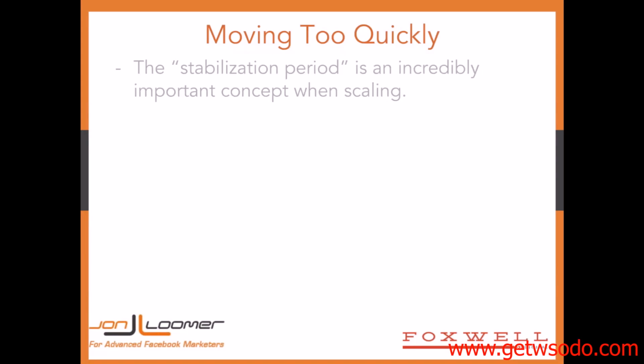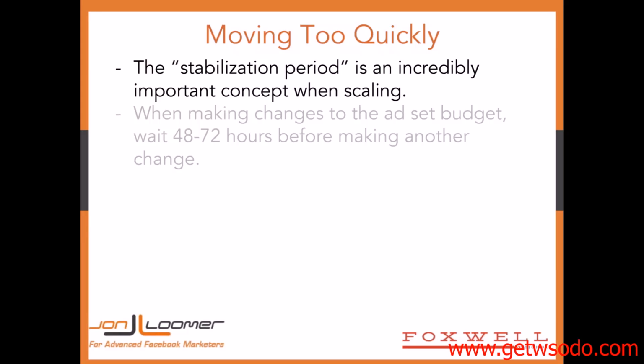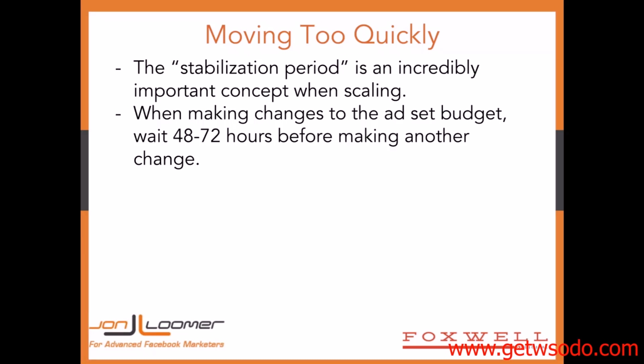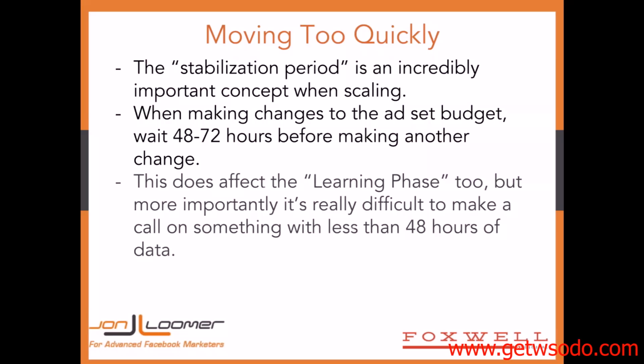So we're just going to go through a couple more common mistakes that I see that I want to be setting from the outset for you, which is the stabilization period. It's an incredibly important concept when scaling. When you're making changes to the ad set as you're increasing budget, you really have to wait 48 to 72 hours before making another change. Now, it does affect the learning phase, which we'll talk about as well, but more importantly, it's really difficult to make a call on something with less than 48 hours of data.